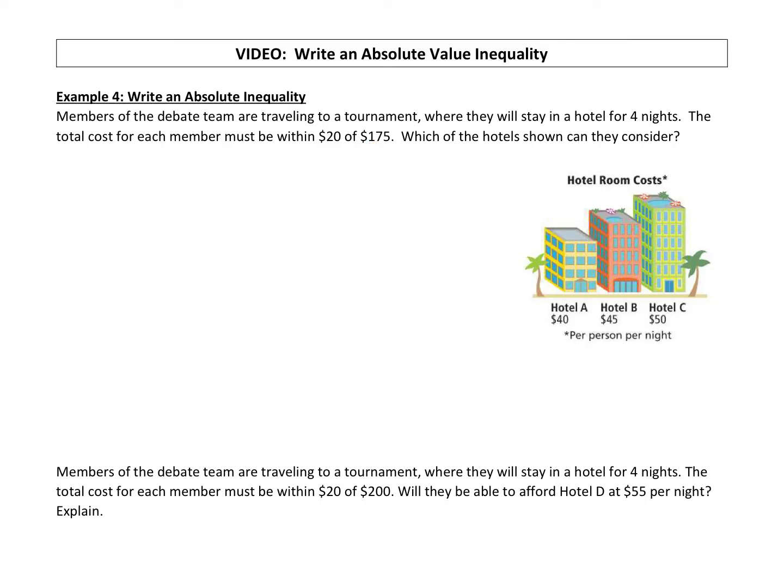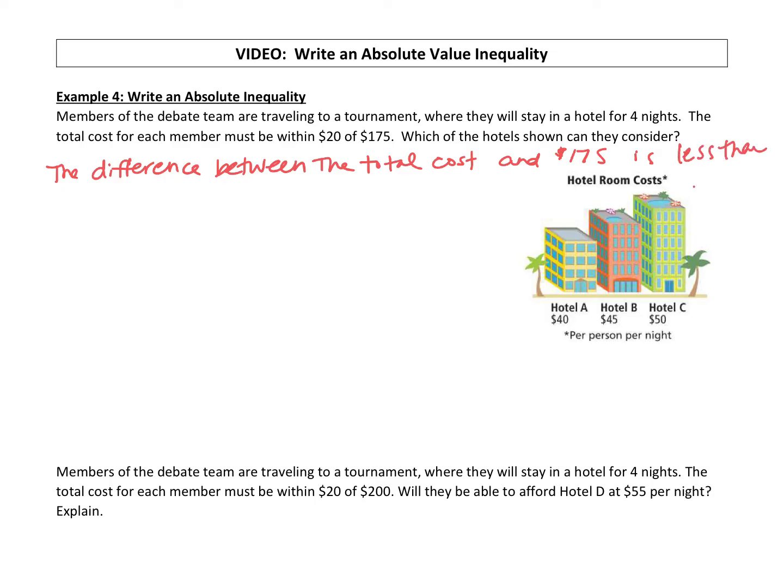So we're going to rewrite that in words. What that's really saying is the difference between the total cost and 175 is less than or equal to $20. We're going to just translate that into an inequality.